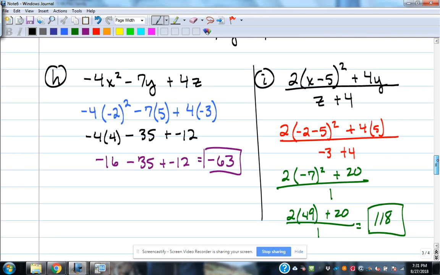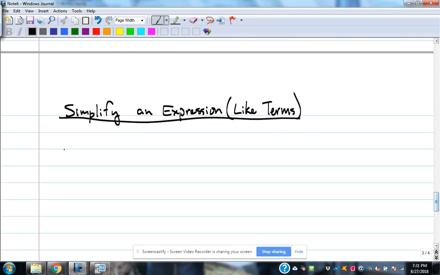What letter are we on here? J. Okay. 6 plus 9 plus x. 6 plus 9 plus x. What are the like terms in this particular problem? Because I know this is really a simple problem, but just get the idea started.